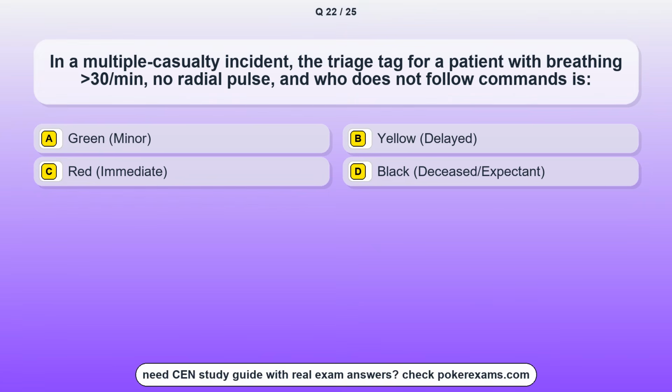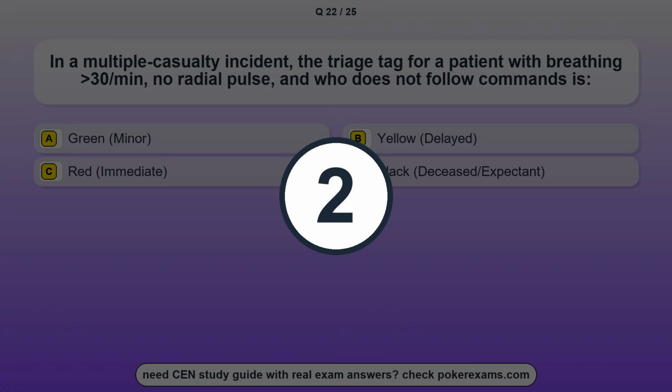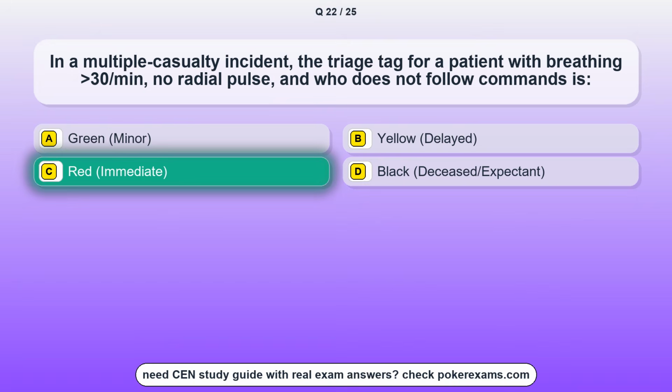Question 22. In a multiple casualty incident, the triage tag for a patient with breathing 30/min, no radial pulse, and who does not follow commands is: option A, green, minor. Option B, yellow, delayed. Option C, red, immediate. Option D, black, deceased/expectant. The correct answer is option C, red, immediate.